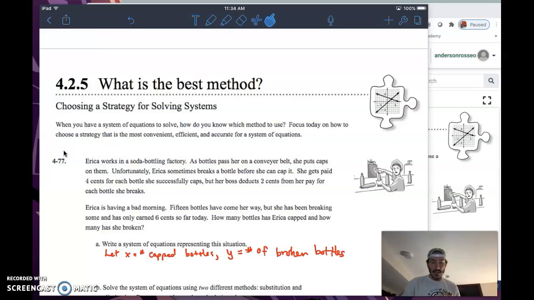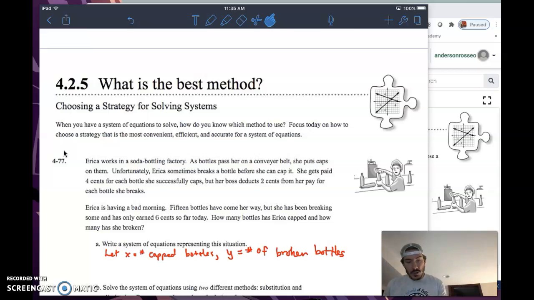Erica works at a soda bottling factory. As bottles pass on her conveyor belt, she puts caps on them. Unfortunately, Erica sometimes breaks a bottle before she can cap it. She gets paid 4 cents for each bottle she successfully caps, but her boss deducts 2 cents from her pay for each bottle she breaks. Erica's having a bad morning. 15 bottles have come her way, but she has been breaking some and has only earned 6 cents so far today. How many bottles has Erica capped, and how many has she broken?